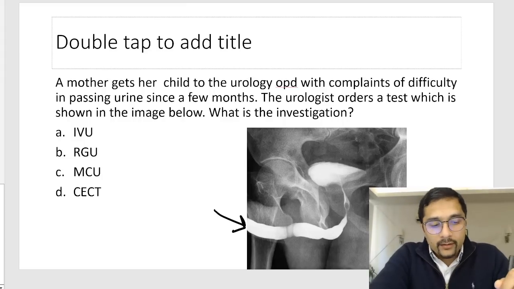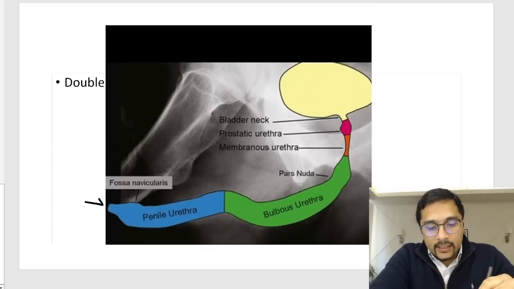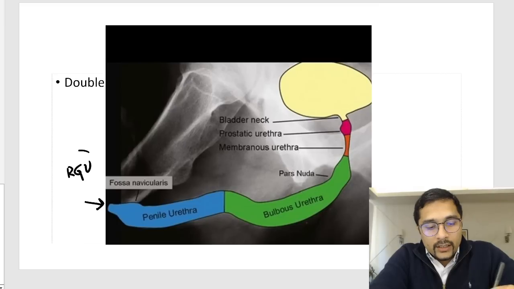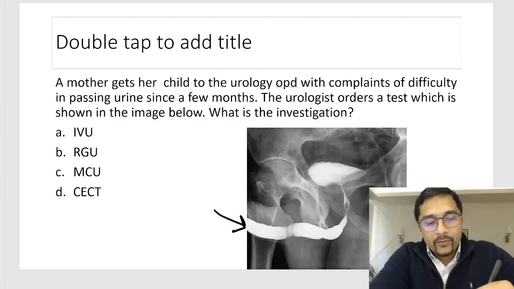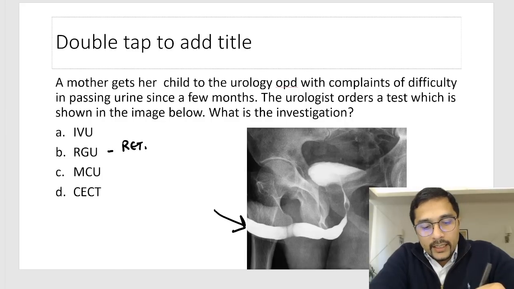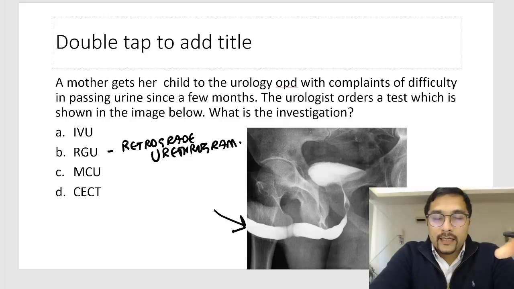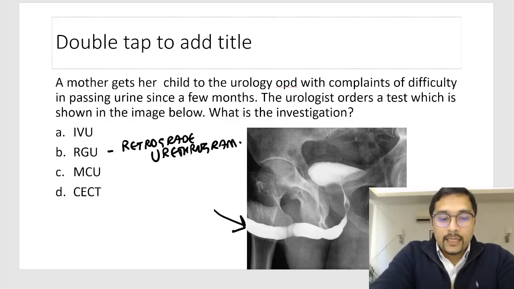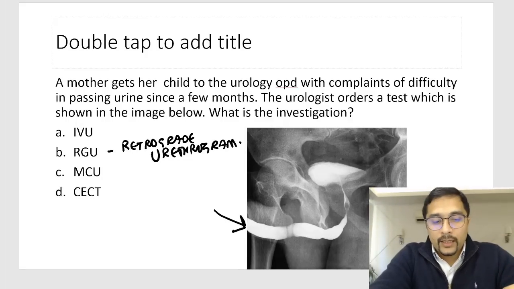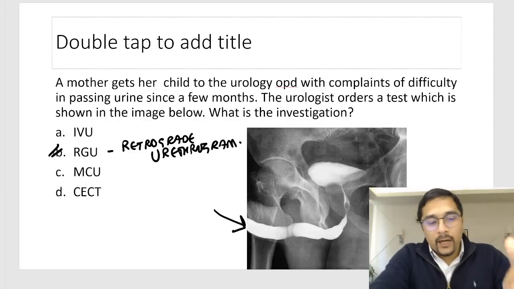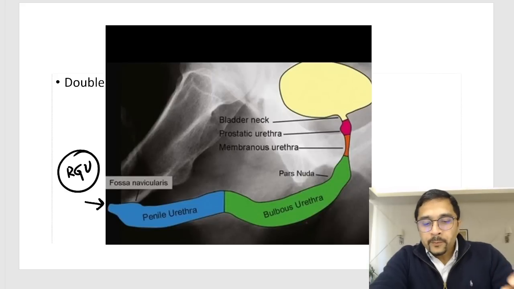and it is going in. You can see dye is injected from here, it is going in. So this is an RGU, retrograde urethrogram. What is RGU? Retrograde urethrogram. When we push in dye from outside and it goes in. If dye was already in the bladder and then it comes out, then it is called an MCU, micturating cystourethrogram. But for suspected urethral trauma, and to visualize the anterior part of urethra, we do an RGU.